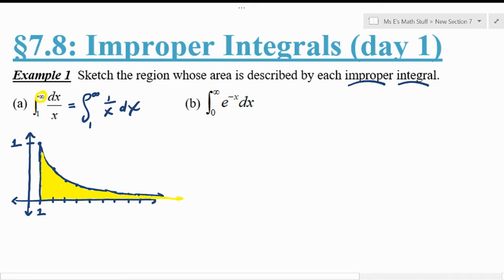I get all sorts of fun answers. One very common answer would be that this would be an infinite area, and we'll find that's correct. The fact that this region is unbounded here does cause the value of this integral to be infinity, and we'll talk about the details as to how to get that soon. All right, now let's take a look at part B.